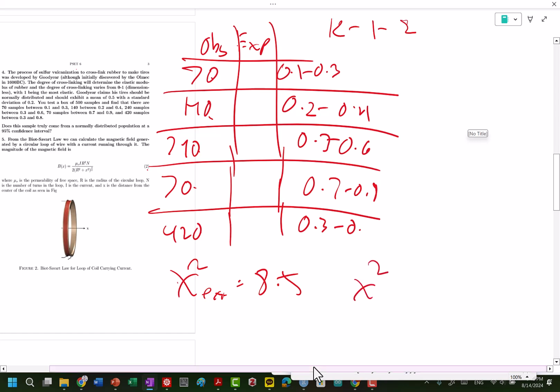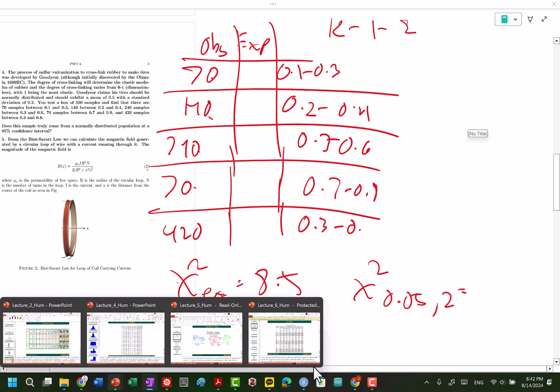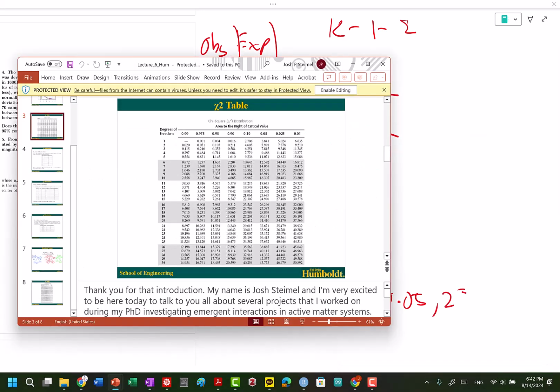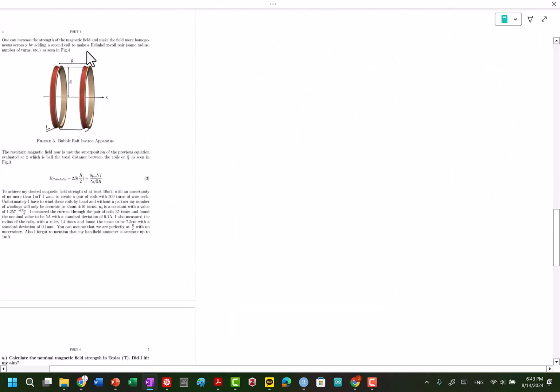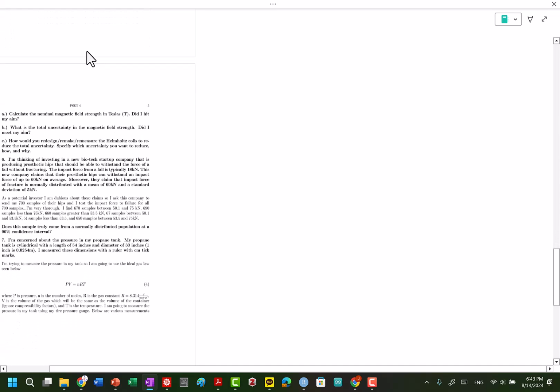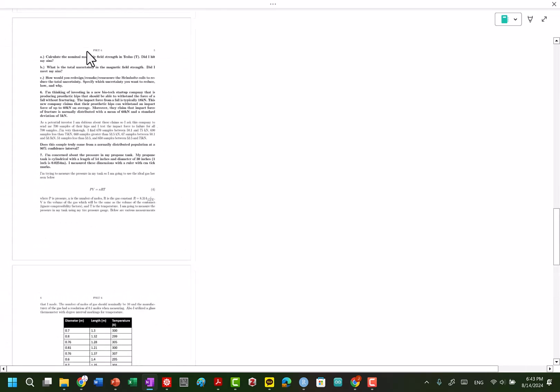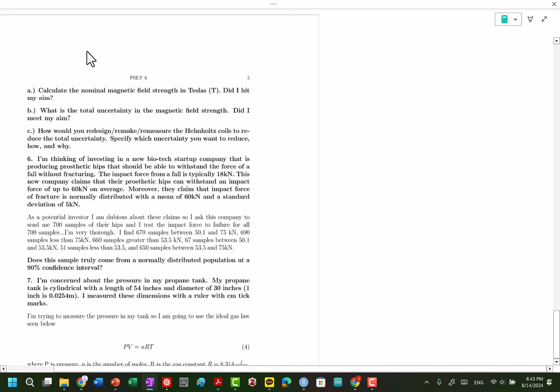So our chi-squared, at 95% confidence, 0.05, 2 is going to be equal to, let's look at our 0.05. Let's go to 2. So 5.991. So is this normally distributed? Do not reject. There we go. So we got this one as well. Let's go for the last one that is in this kind of, are we normally distributed or not?